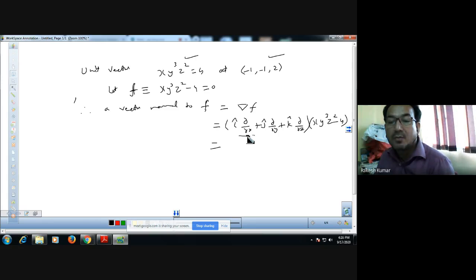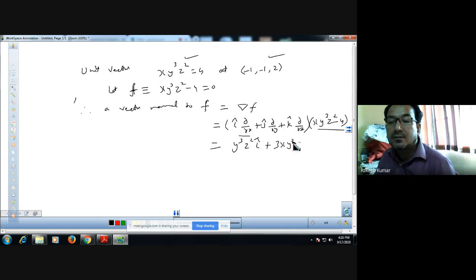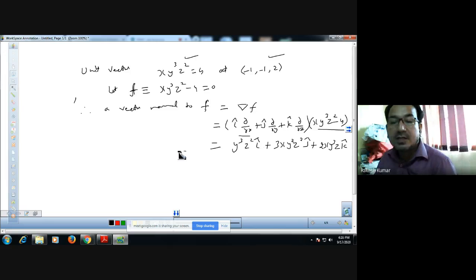When you operate this on the function, you have to find the derivative with respect to x. So ultimately what we have is y cube z square i cap, and similarly 3x y square z square j cap, and the derivative with respect to z will be 2x y cube z k cap. So this is your required gradient of the scalar quantity.